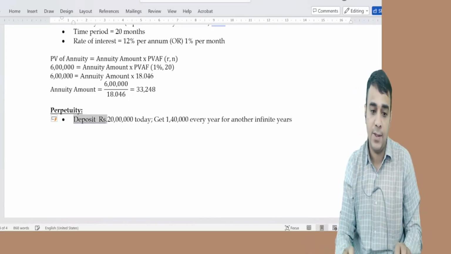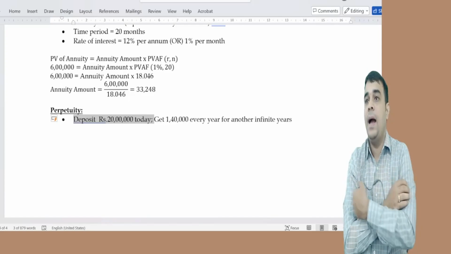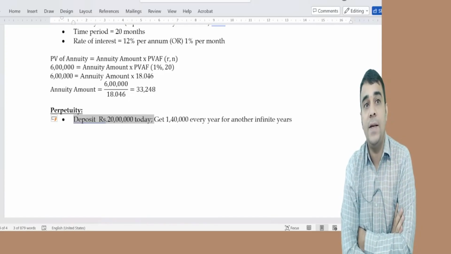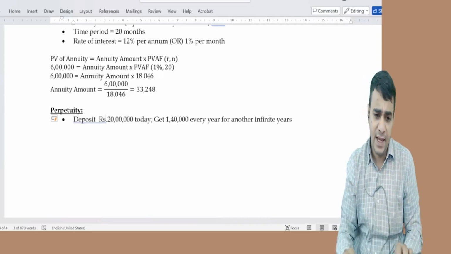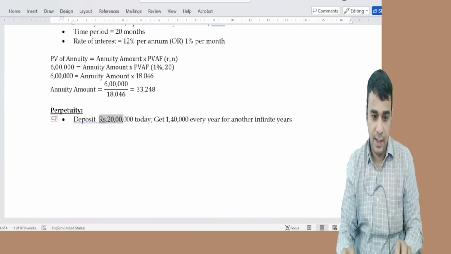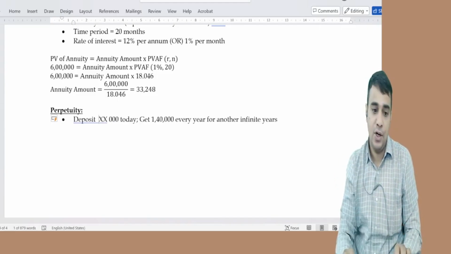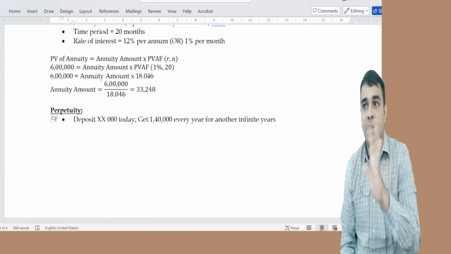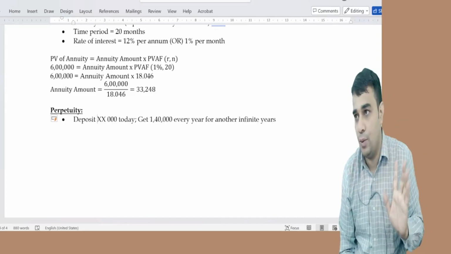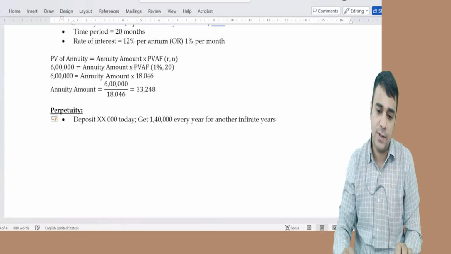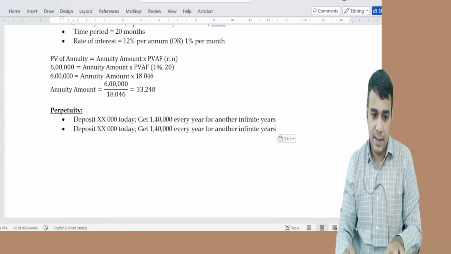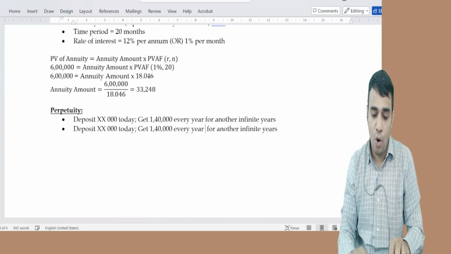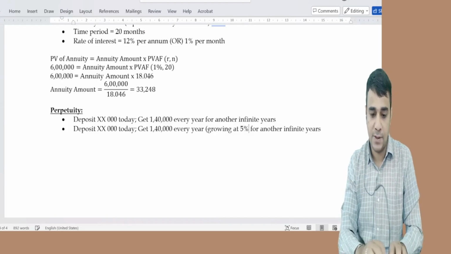The basic thing I'm going to calculate: you said deposit 20 lakh today. I will do a calculation called present value of perpetuity to see whether 20 lakh is right or wrong. Or SBI says deposit XX today and get 1 lakh 40,000 every year for infinite years. What is that XX? I want to know. This is one option. The second option is, SBI says deposit XX today, get 1 lakh 40,000 every year, growing at 5%.